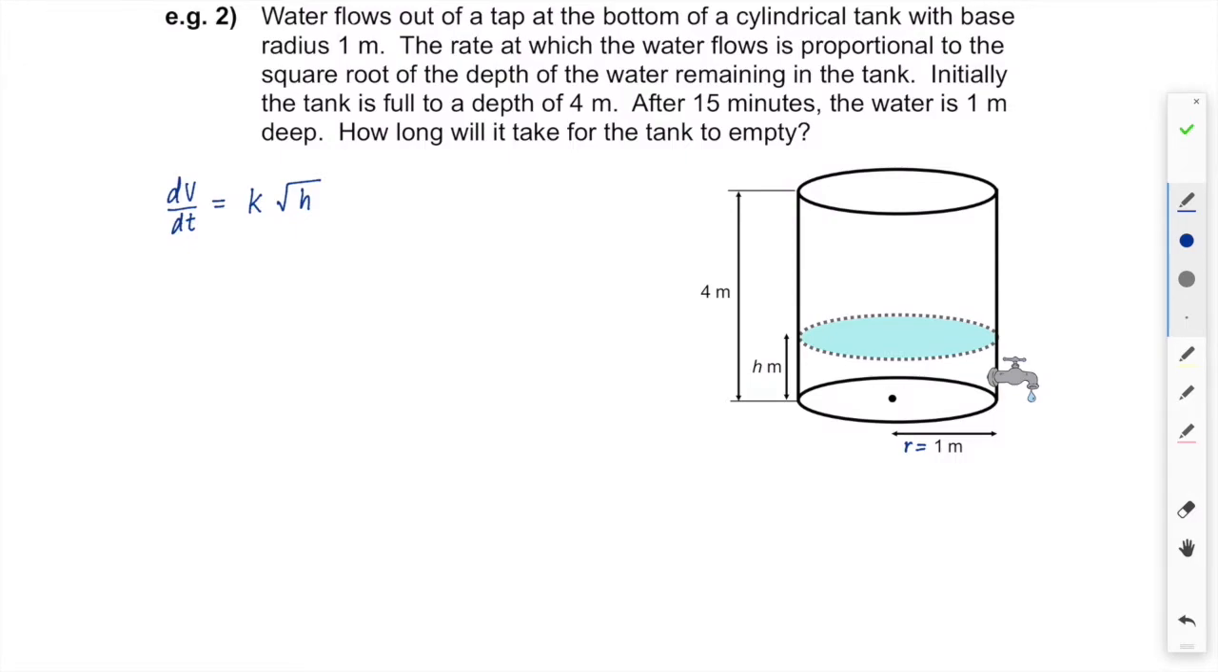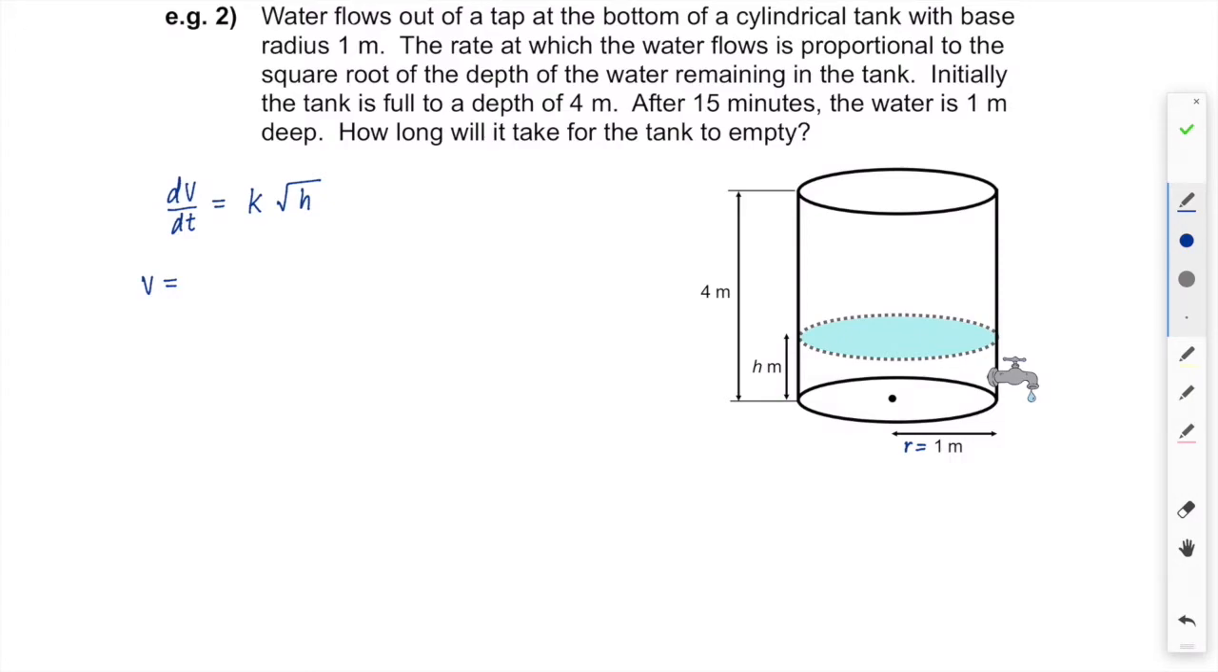Next, we notice that we have a volume V, time t, and height h, 3 variables here. It doesn't seem reasonable to be dealing with all 3 variables at the same time in one single equation, which means that there must be a way for me to rewrite one of these variables in terms of the other. Because the information we are given, 15 minutes, 1 meter deep, we know that we're going to keep time and height, which means that we have to look at how we can change dV by dt as a rate of change in height instead, okay?